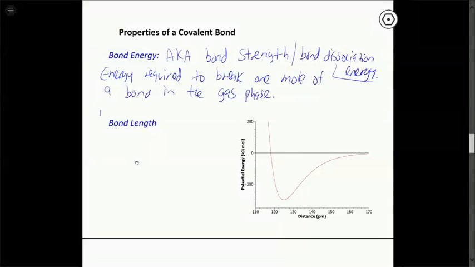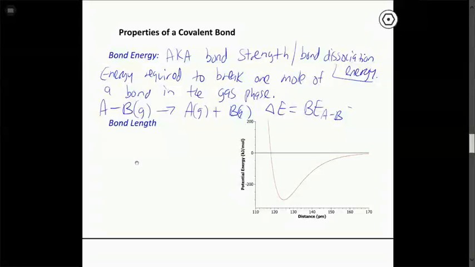The chemical reaction we can think about is if we have two atoms, A and B, bonded to each other in the gas phase, how much energy does it require to break these completely apart to make A atoms and B atoms? This change in energy is what we call the bond energy. The change in energy between the reactants and the products, between the left and the right side of that. We call that the bond energy for AB, and that's always going to be a positive number. It always requires energy to break two atoms apart when they're bonded to each other.